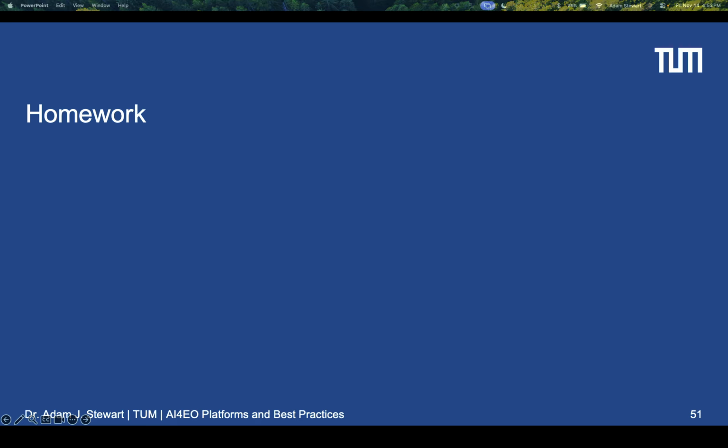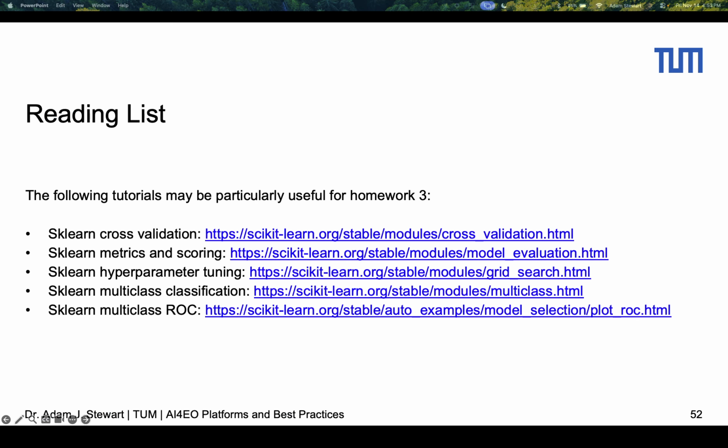Okay, last thing to cover is homework. Here is your reading list. As usual, read as needed. These are mostly the ones I think are useful for the homework. I find scikit-learn's documentation on this to be really, really good. Like I frequently refer to this even if I'm not using scikit-learn. So I do recommend reading some of the explanations of cross-validation, metrics and scoring, hyperparameter tuning, etc. I think the last one's only useful for the extra credit, but that might save you some time.